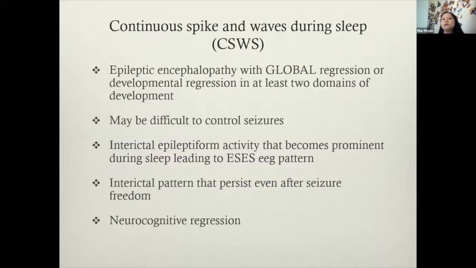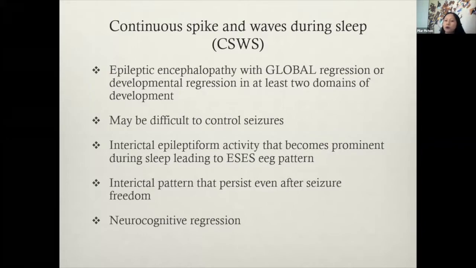Continuous spike and waves during sleep is defined as epileptic encephalopathy with global regression or developmental regression in at least two domains of development. So what that means, global. There may be a regression in language, expressive and receptive language. Expressive meaning, when they try to talk to you, they may have a hard time getting the words out. Receptive, if you talk to them, they may not understand completely what you're telling them. And then it may be difficult to control the seizures.